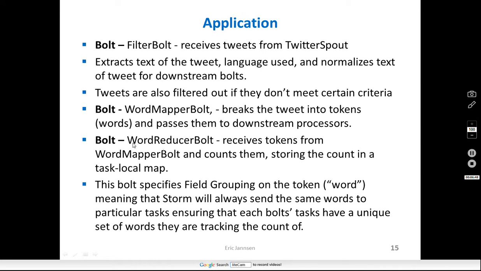I already mentioned this, but I use the fields grouping on the output word from the word mapper bolt, so the word reducer bolt tasks would always get the same set of words, and there's no tasks that have a map with the same word and some count in them. This just keeps the counts accurate because only one task is aware of a particular word.